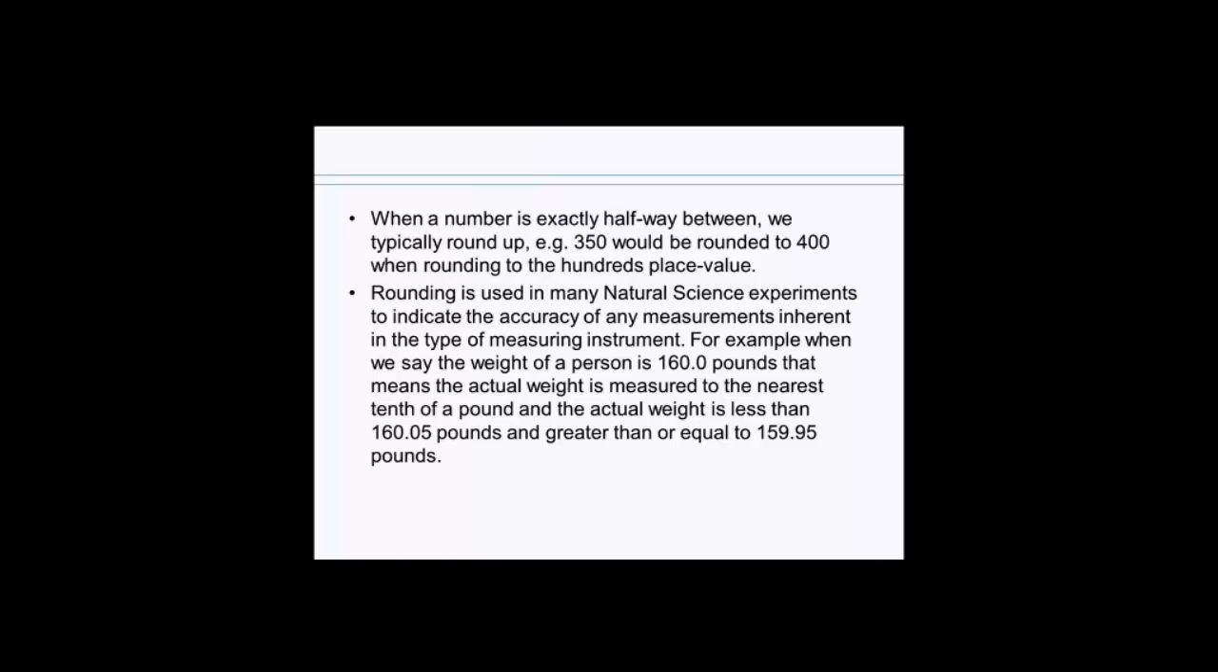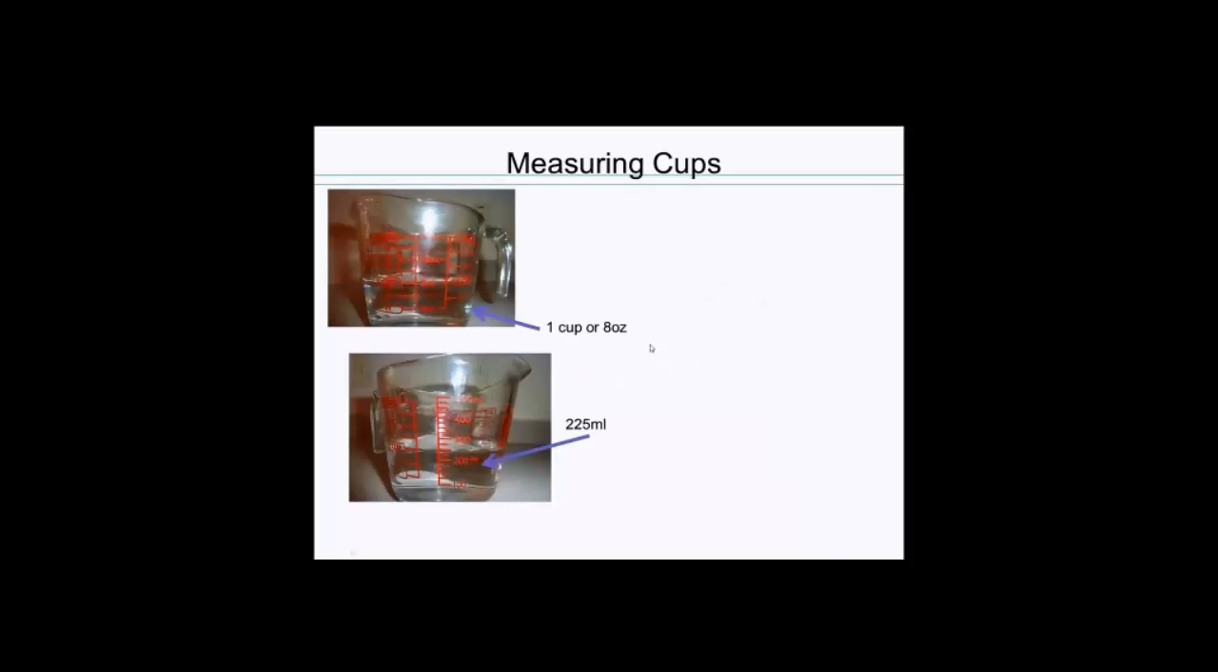Rounding is used in many natural science experiments to indicate the accuracy of the inherent measuring instrument. If you weigh a person and the weight says 160.0 pounds, that means the actual weight is measured to the nearest tenth of a pound, and the actual weight is less than 160.05 pounds and greater than or equal to 159.95 pounds.